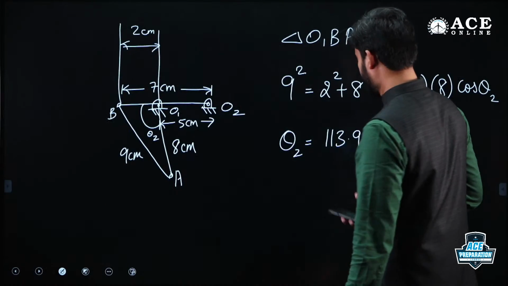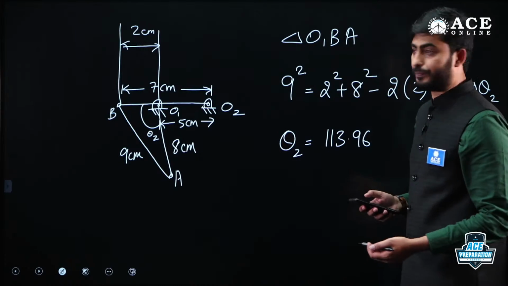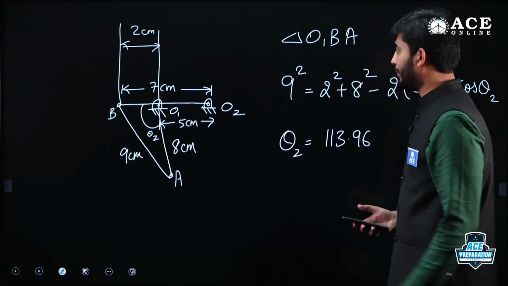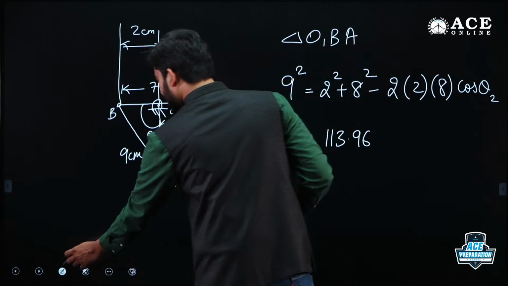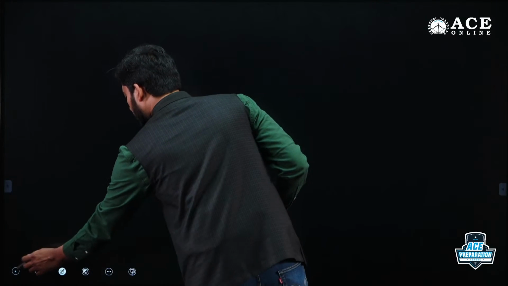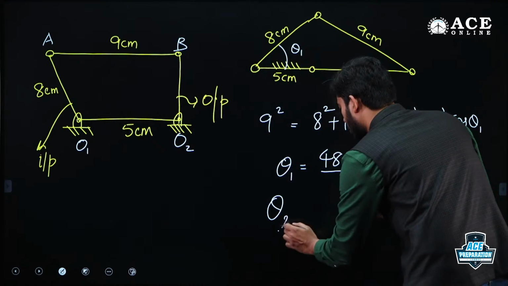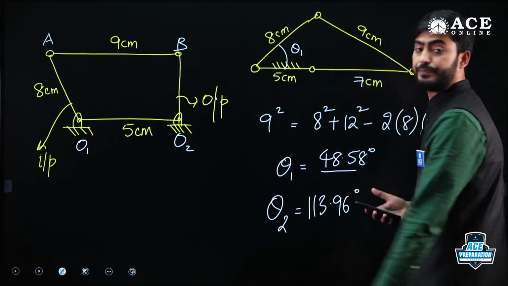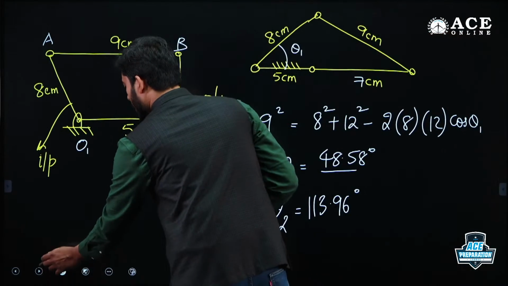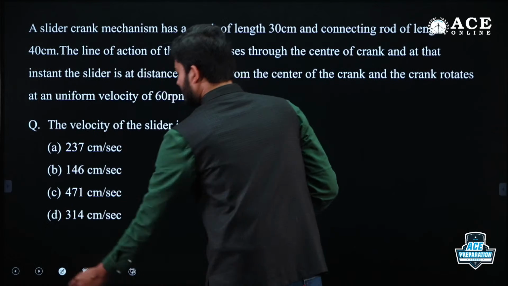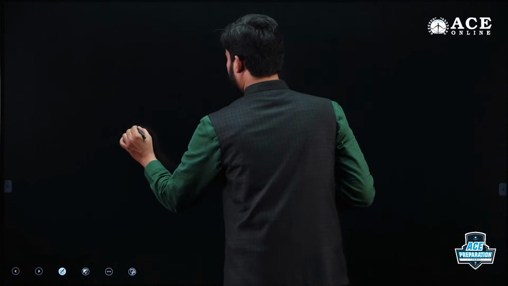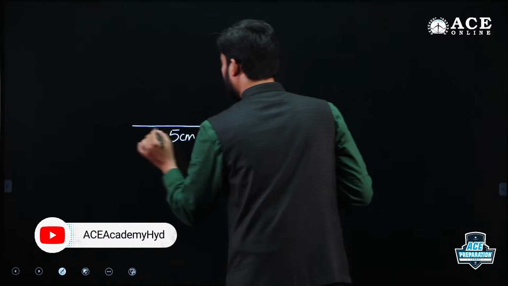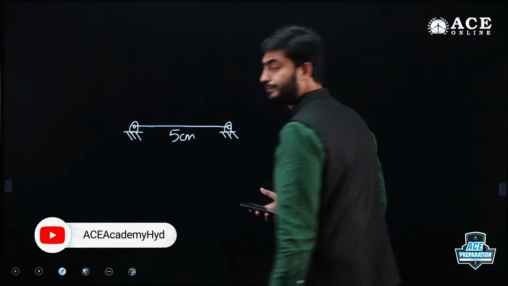Okay. So I guess I will have to erase this so that I can draw the extreme positions and draw theta 1 and theta 2 for you. I am erasing this, guys. So we got theta 2 as 113.96 degrees. Now, yes, this is the fixed link, and this will be the other end, right?